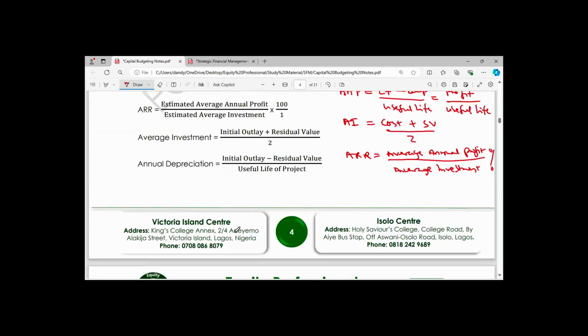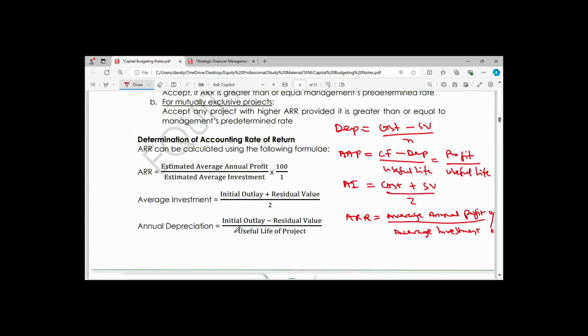So that will give me the accounting rate of return. These are the relevant formulas that you are going to need whenever you want to calculate accounting rate of return. Again, most of you are familiar with all of these calculations, so it's just a reminder.